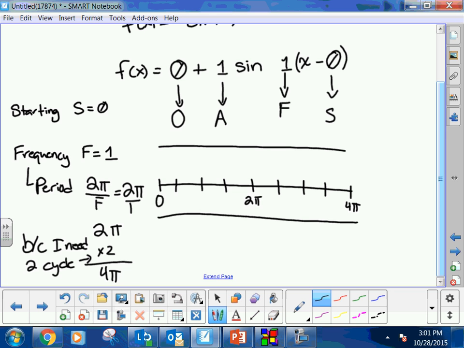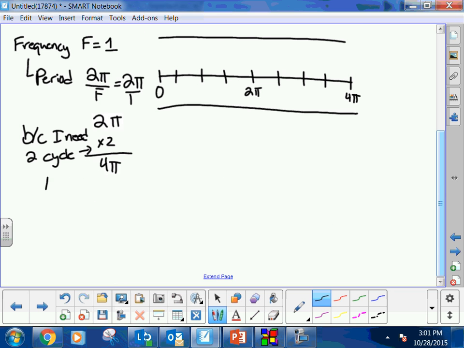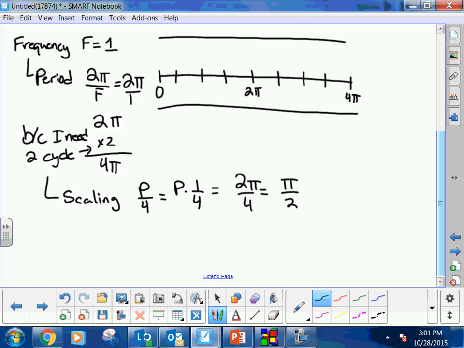Now that one's done easily, by taking the last subset, which is scaling. You're going to take your period and divide it by 4. Or think about your period multiplied by 1/4. Either way, they're equal. The important thing I want to get is that if I take 2 pi and divide it by 4, I get pi divided by 2. So I'm going to be able to fill in my tick marks because I know that each tick mark is going to have a space of pi divided by 2.